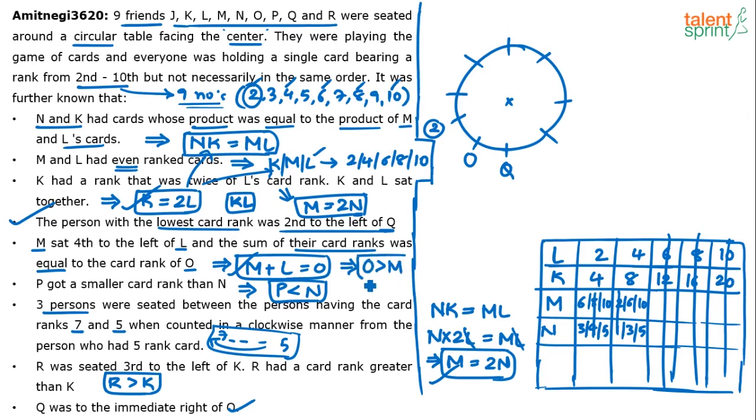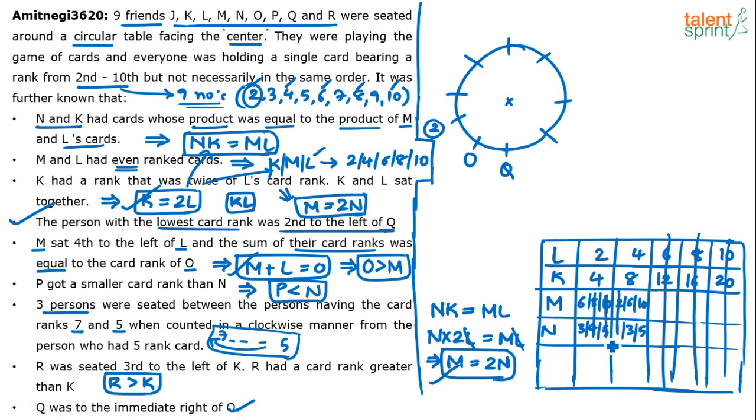From this equation, we can say that O is greater than M, because O is equal to M plus L, right? More than something, more than M. So O should be more than M. Now, if M is equal to 10, O will be at least 11. But do we have 11? No, the maximum number is 10. So M cannot be 10.